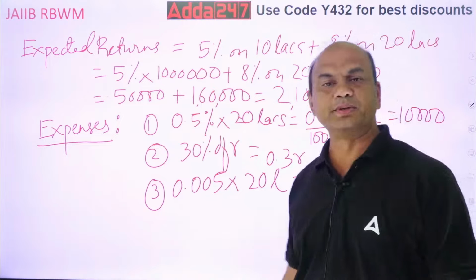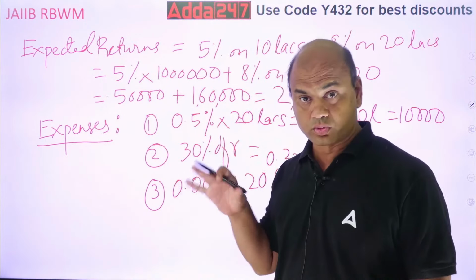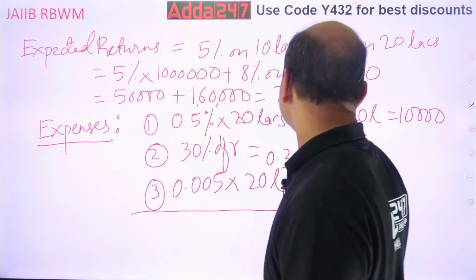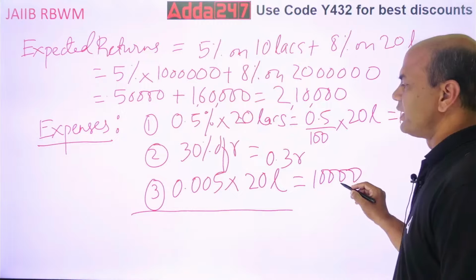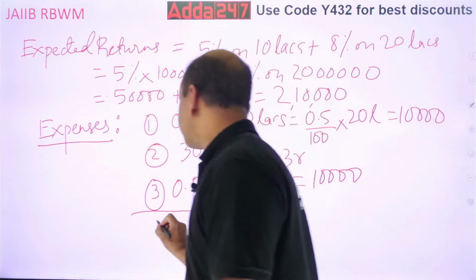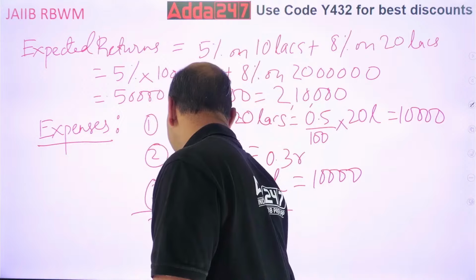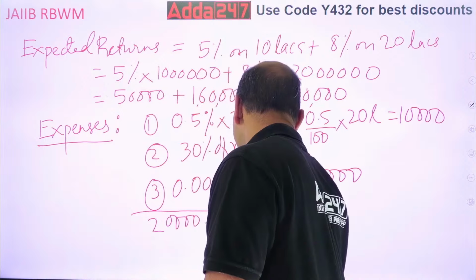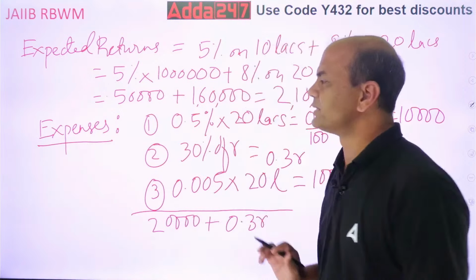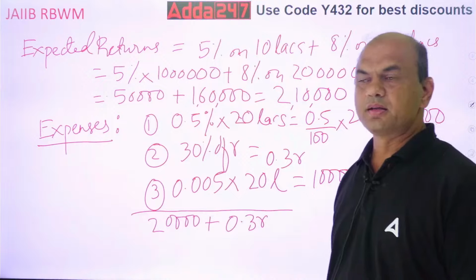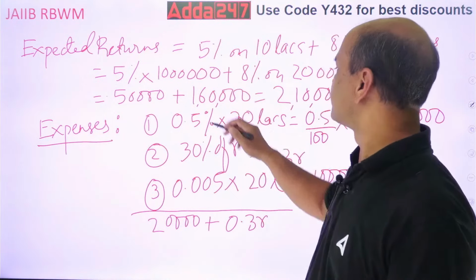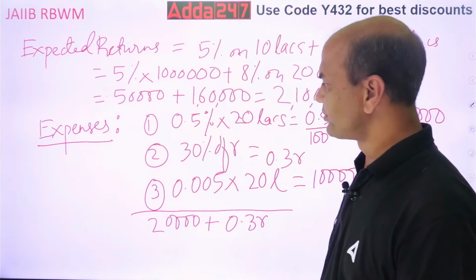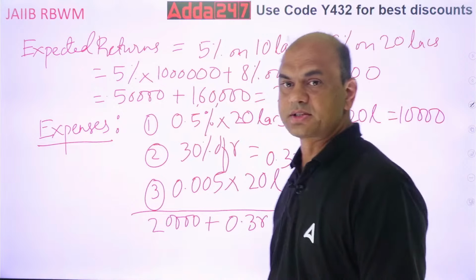So what are the total expenses then? Total of all these: 10,000 plus 10,000, 20,000, plus 0.3 into R. This is your total expense. And what is the expected return? 2,10,000.